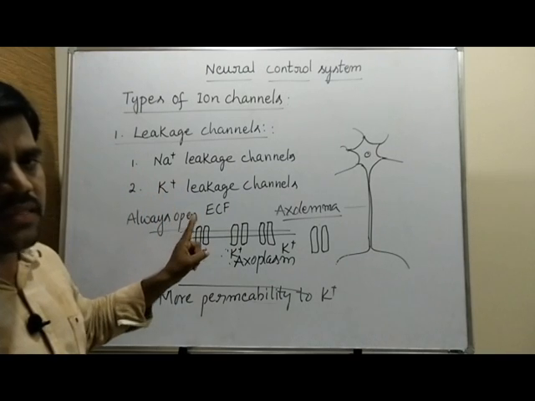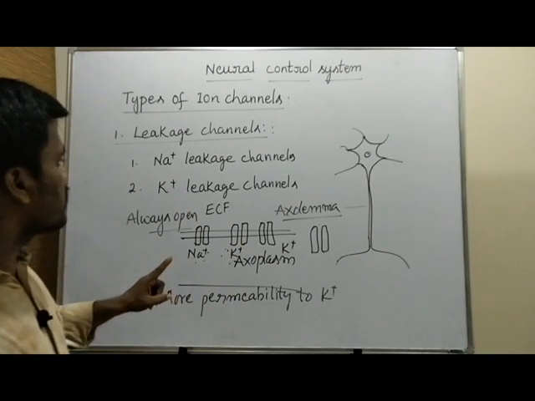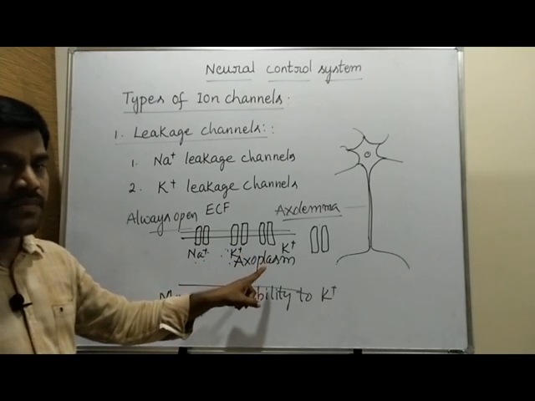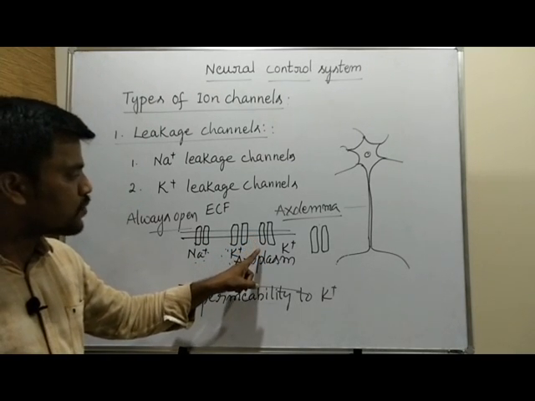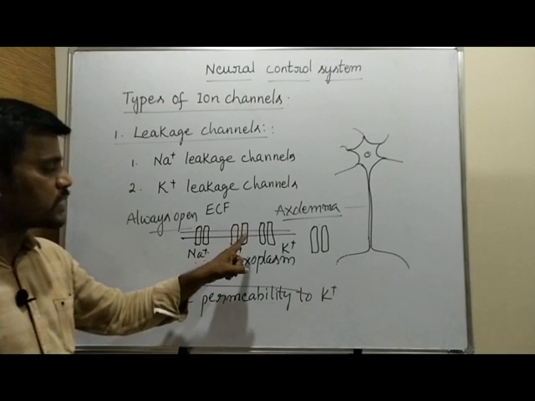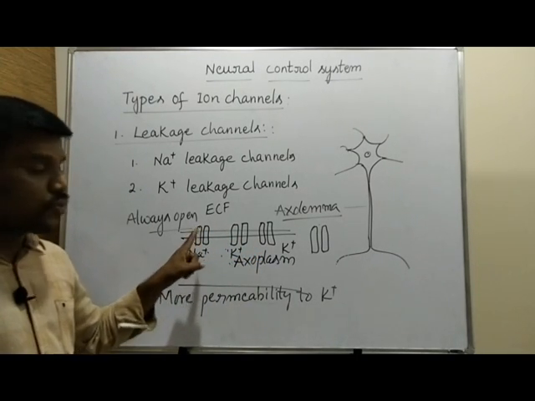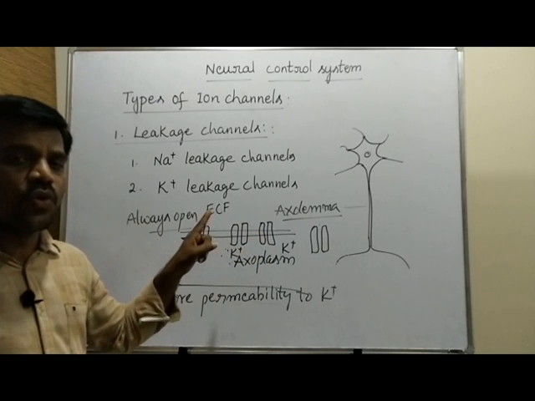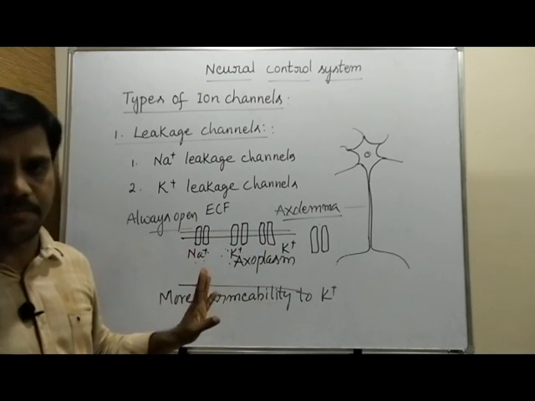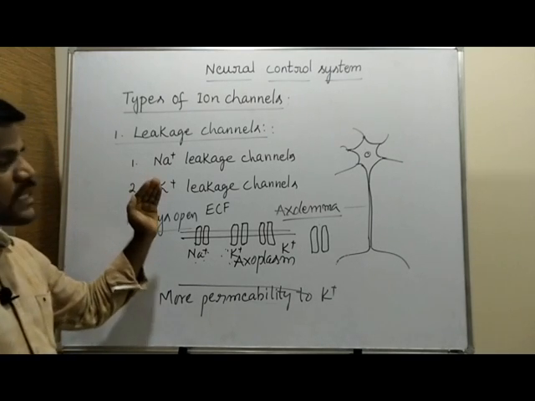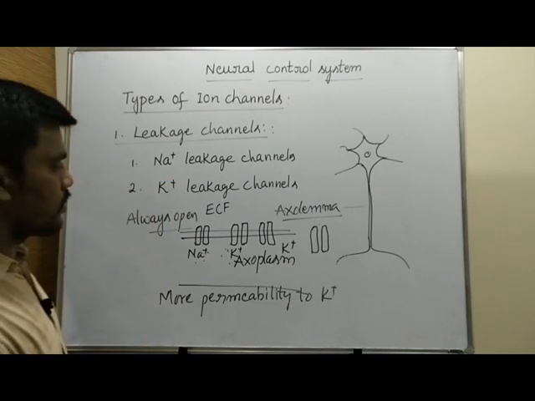These channels are classified into two types: sodium channels and potassium channels. When I compare them, the number of potassium channels is more than the sodium channels, so this membrane is more permeable to potassium. This is the first type of ion channels.